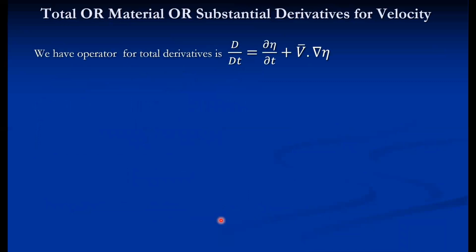Now, for example, for the variation of velocity, from the operator we can obtain the total derivative. This is the operator for total derivative. So eta is for the velocity field, and eta is replaced by v bar, that is the total velocity vector. That is D v bar by Dt, equal to ∂v bar by ∂t plus v bar into del v bar. So this is a velocity vector.